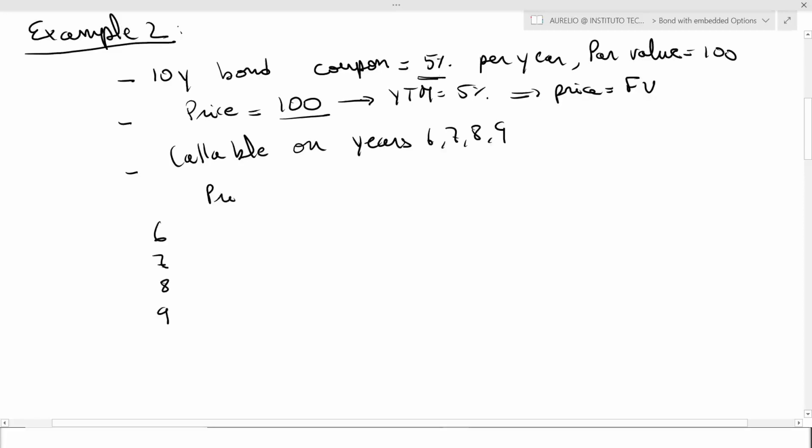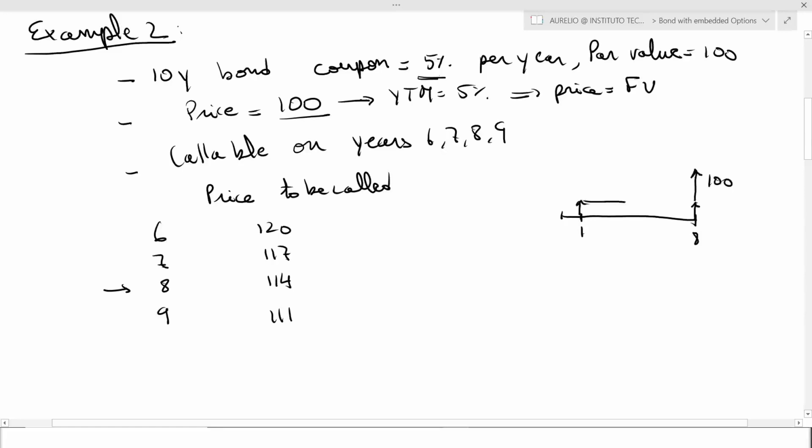The price at which it can be called is 120 in year 6, 117 in year 7, 114 in year 8, and 111 in year 9. Now, let's examine the case of year 8. This bond in year 8 would look as follows. Since it's going to be called, the buyer of the bond is only going to receive coupons from year 1 to 8, and then in year 8 he's also going to receive the par value. And the coupons he's going to receive from year 1, 2, 3 up to 8 are $5. The yield to call is computed assuming that today you would receive 114.